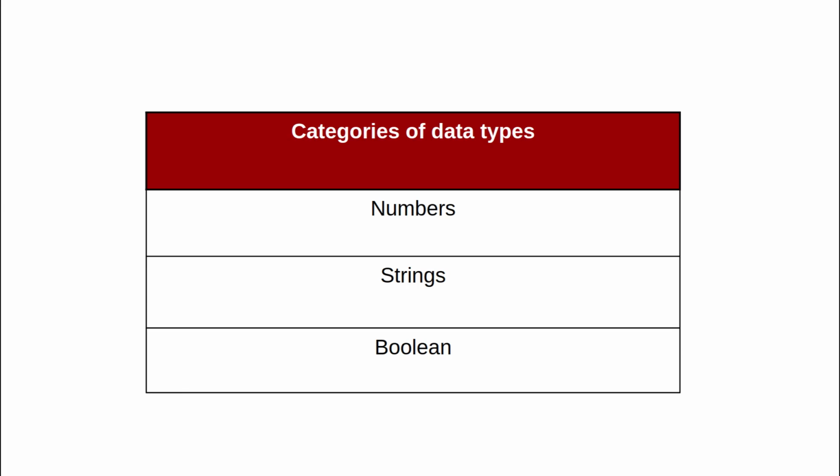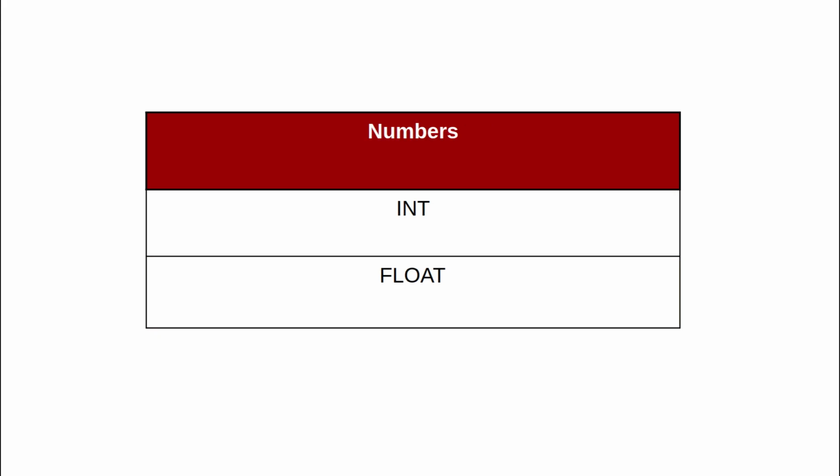In this video, you'll learn about the various data types in Go. Broadly, there are three categories of data types in Golang: numbers, strings, and booleans. We'll go over each one separately. Numbers contain integers and float data types. Integers contain whole numbers and their negative counterparts, whereas floating point numbers contain decimals.